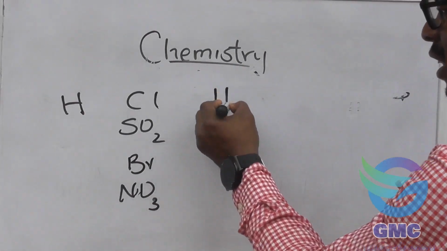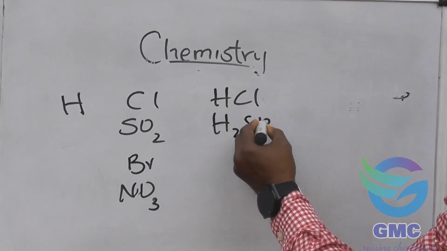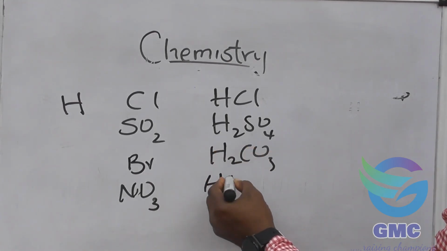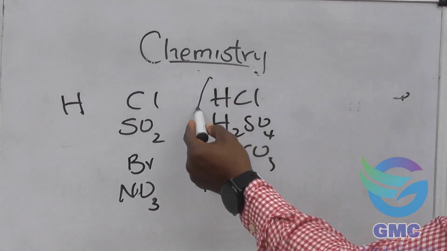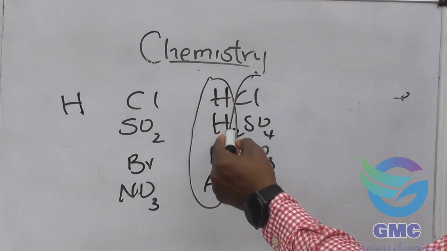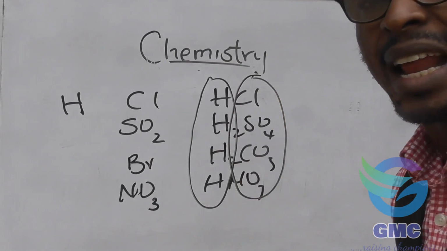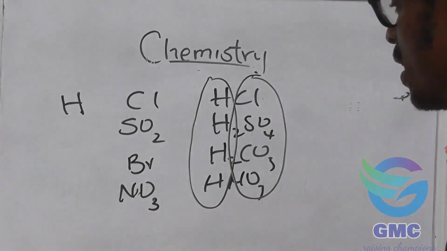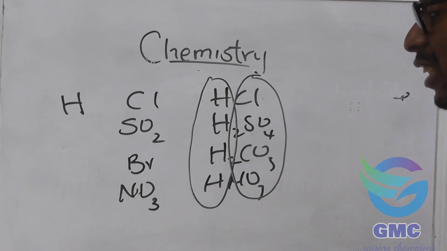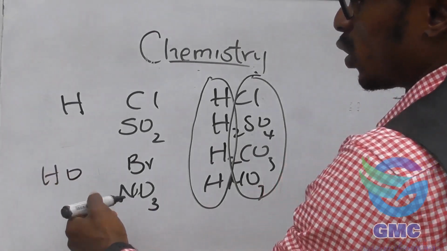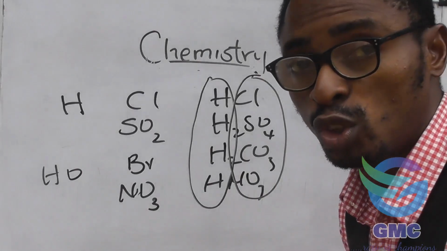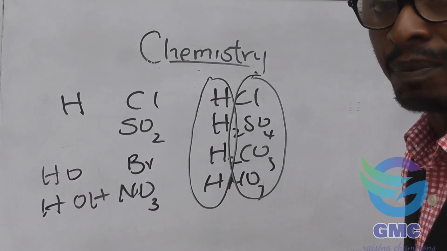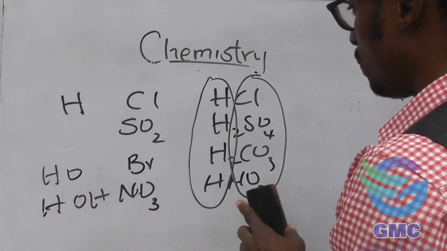So if you have HCl, H2SO4, H2CO3, HNO3, once a hydrogen atom is combined with a non-metal or a negative radical, I have taught radical in my previous video, then what we have is an acid, except oxygen, because when hydrogen combines with oxygen, it produces water. When it combines with hydroxide, it also produces water, depending on the ratio.